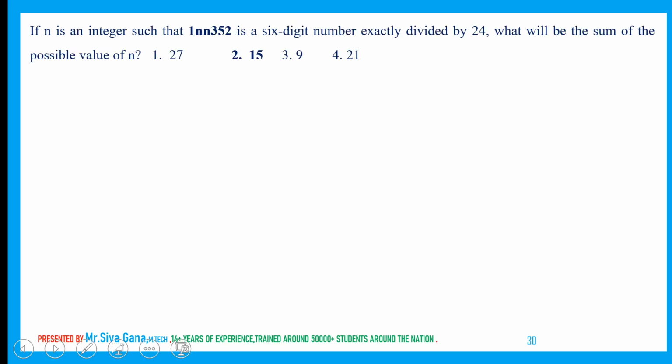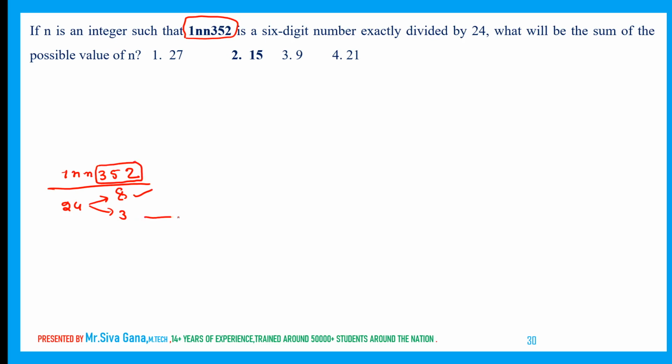It is a very important model question from the topic of divisibility rules. 1n352 is given, this is the number which is exactly divisible by 24. If a number is divisible by 24, it must be divisible by 8 and 3. What is the divisibility rule of 8? Last 3 digits. Last 3 digits are 352, which are already given, but we need the value of n.